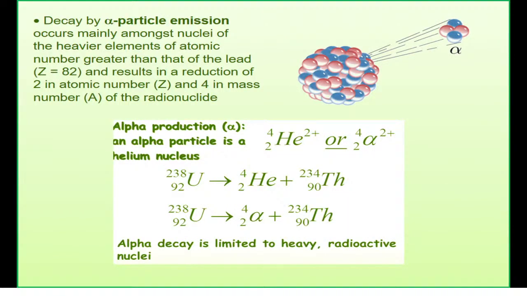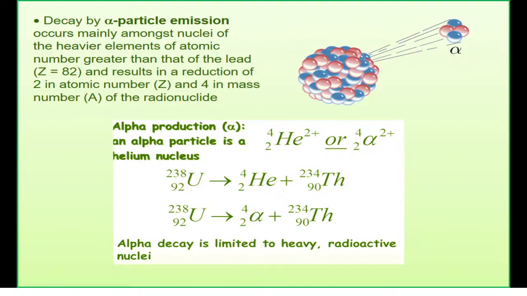Let's review the kinds of radioactive decays. Decay by alpha particle emission occurs mainly amongst nuclei of the heavier elements of atomic number greater than that of lead, Z equals 82, and results in a reduction of 2 in atomic number, Z, and 4 in mass number, A, of the radionuclide.